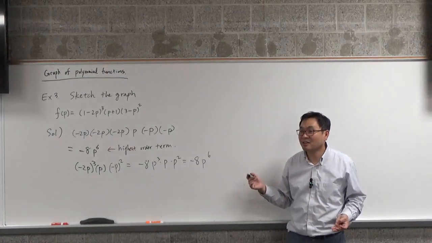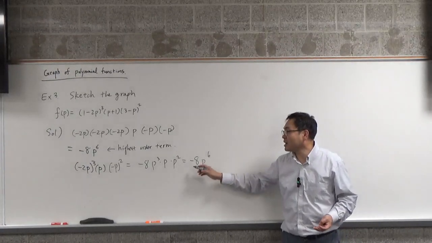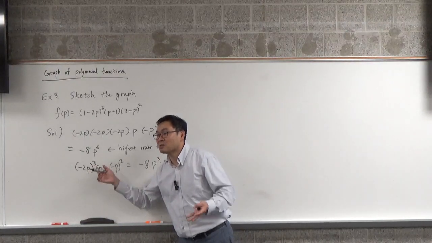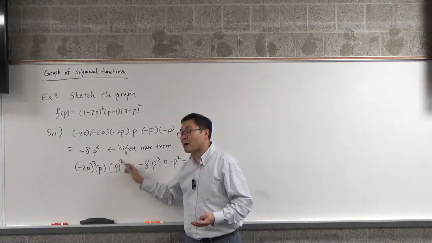It will be negative because you took the negative to the 3rd power, an odd power. It will still be negative, right? Negative 1 squared will be positive 1.